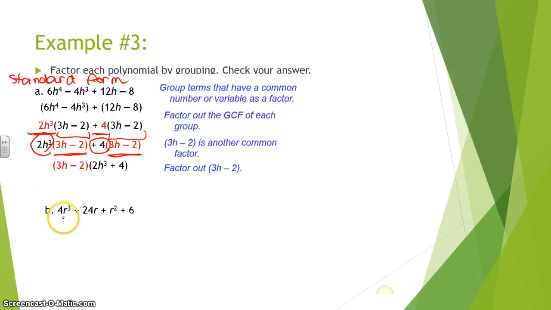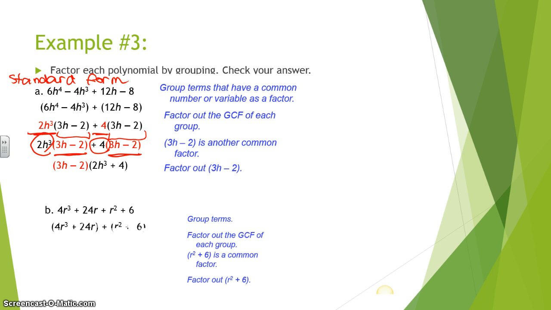Looking at B, we have 4r^3 + 24r + r^2 + 6. We're going to group our terms. So to group them, we'll group the first set and we'll group the second set: 4r^3 + 24r and r^2 + 6. We're going to factor out a greatest common factor. So think which value and variable we could factor out with this first set. That's going to be 4r. What value or variable can we factor out with the second set? There's nothing in common we can factor out, so we would just factor out a 1.